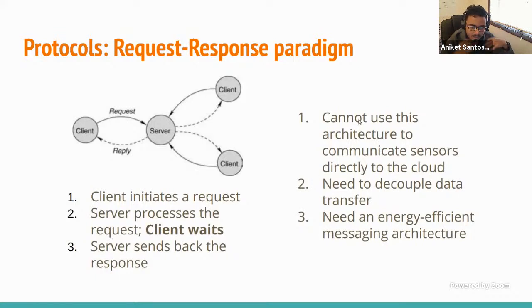But we cannot use this sort of architecture to connect sensors directly to the cloud, because there is a need to have an energy efficient messaging architecture, and we also need to decouple the data transfer. The key point here is that since the client waits, it is wasting that much time powering itself and listening to the response from the server. Low cost, low power sensors cannot afford to do that. So we need a different paradigm, a different set of protocols to achieve this.